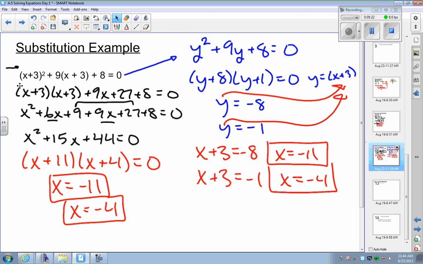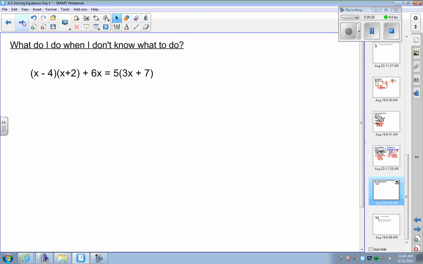The last example we're going to look at, I'm not going to show you guys a solution. I want to discuss it first thing in class. So it looks like this. You get a blob times a blob plus something else, and then you got equals 5 with a different blob in there. So what do I do when I don't know what to do?